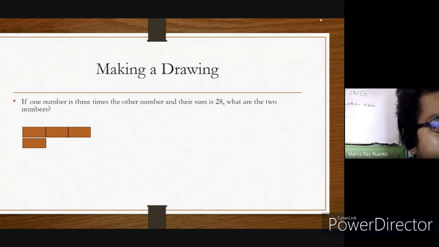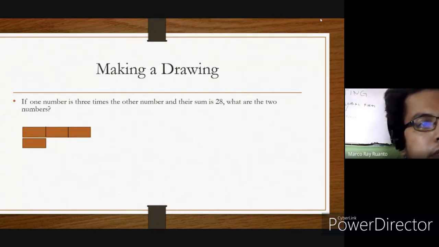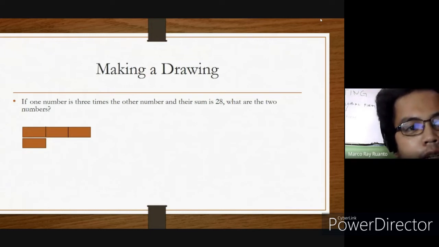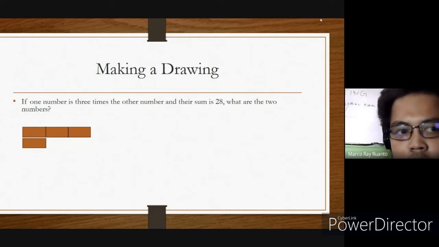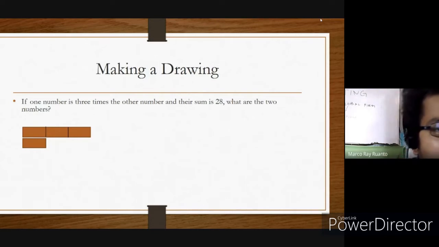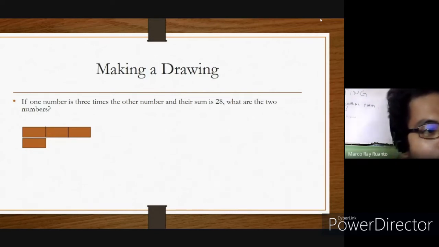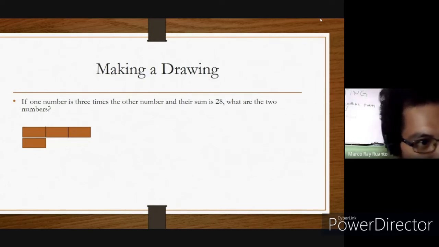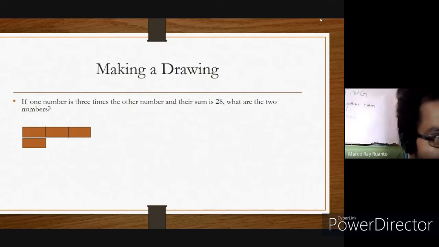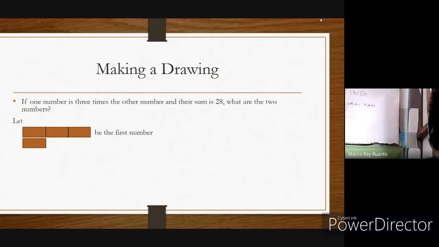Let's say one number is three times the other number and their sum is 28. What are the two numbers? The common way of solving this one is to apply algebra. Okay, you did apply algebra. In my case, I will apply block models. I will represent three blocks as my first number, and one block is the second number.